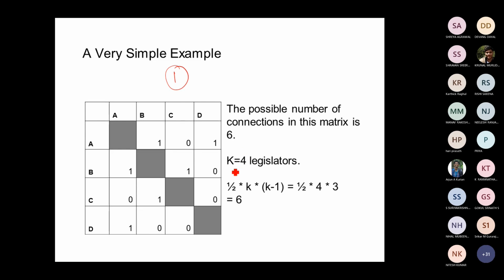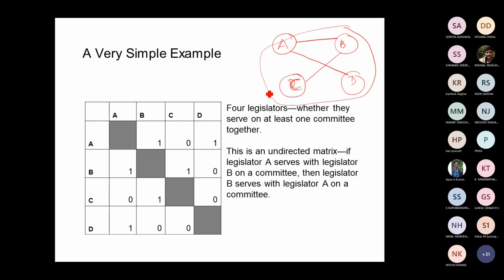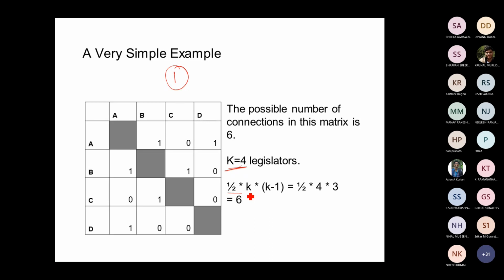So for k equal to 4, we have 1, 2, 3, 4 nodes in the network. One divided by 2 multiplied by k into k minus 1. This is our formula. So the total number of possible connections this particular matrix can have is 6. Am I right? It can have a maximum of 6.